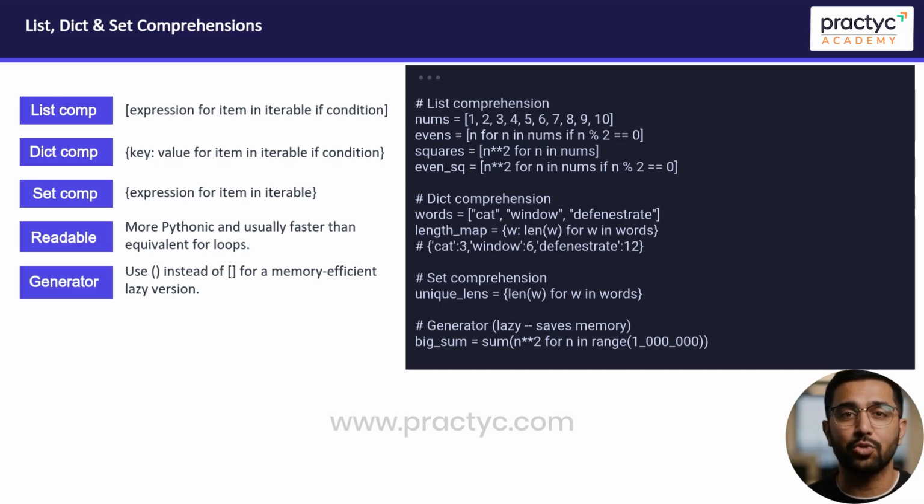List comprehensions use expression for item in iterable if condition. Dictionary comprehensions use key: value for item in iterable if condition. Set comprehensions use expression for item in iterable. They are more Pythonic and faster than loops. Generators use parentheses for memory efficiency.